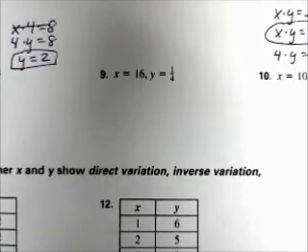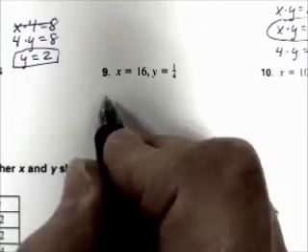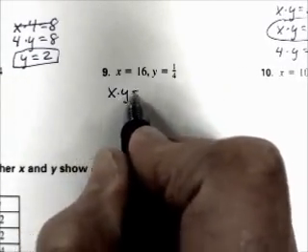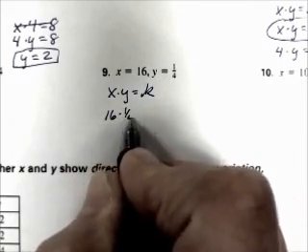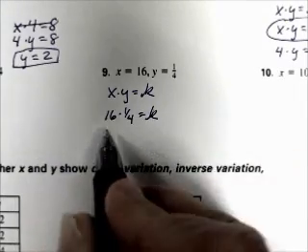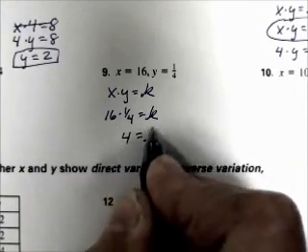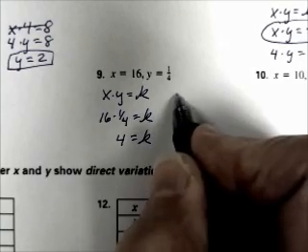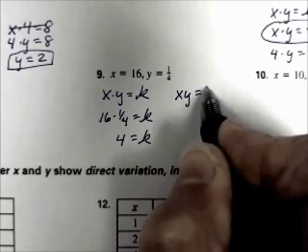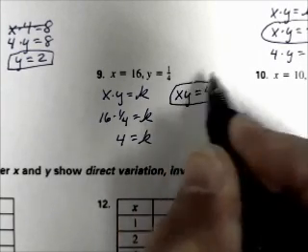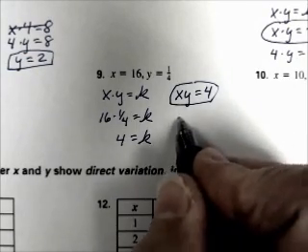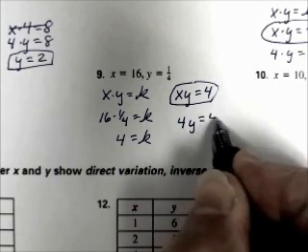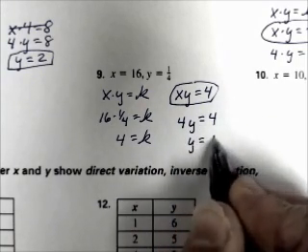Number 9. Again, still varying inversely. X times y equals our constant k. 16 times a quarter is 4. So our constant k is 4. Our equation, xy equals 4. Find y when x is 4. Well, 4 times y equals 4, so y equals 1.